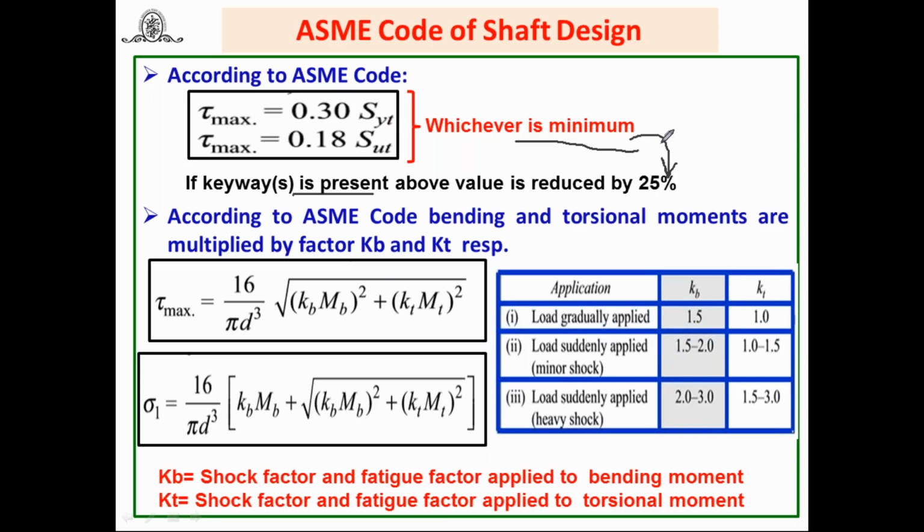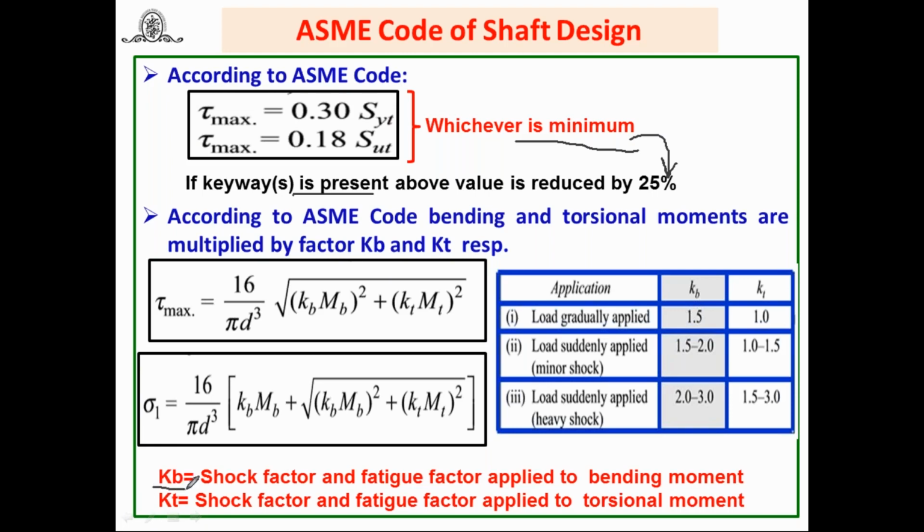This is one thing. Second thing, all these design aspects that we discussed yesterday were based on the static load condition. But in reality, in actual practice, machines or machine elements are subjected to shock and fatigue, because of cyclic or dynamic load, or change in magnitude of load during operation. How to take care of this shock and fatigue? That's why, according to the ASME code, shock and fatigue factors are introduced, and these are multiplied to the bending moment MB and torsional moment MT. So two factors are introduced.